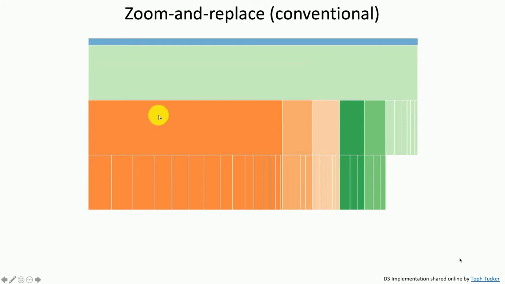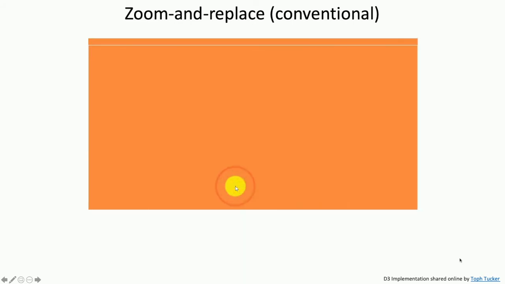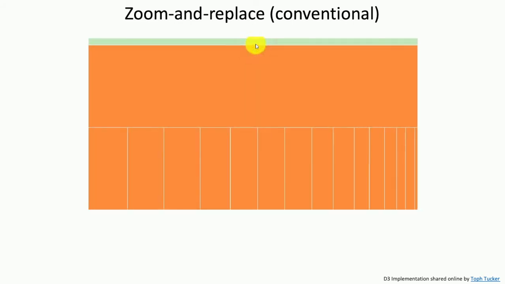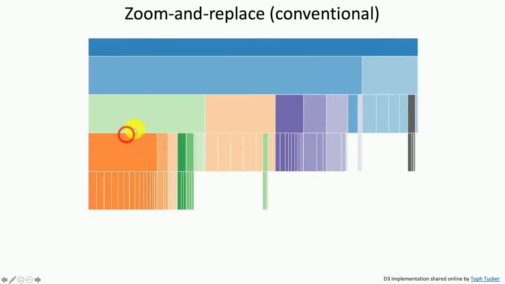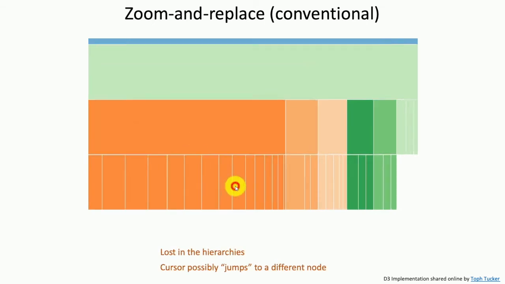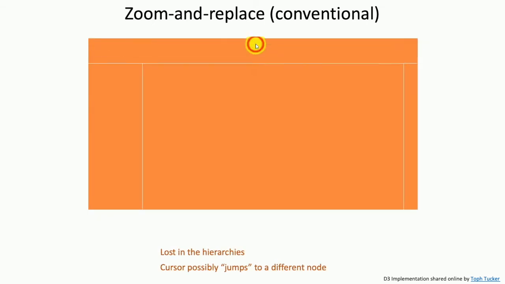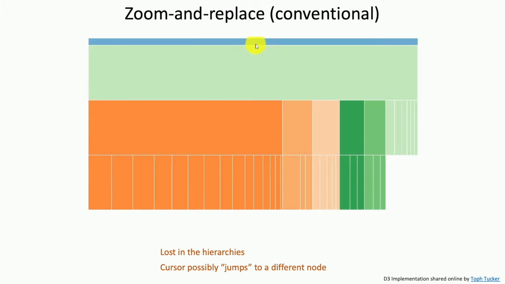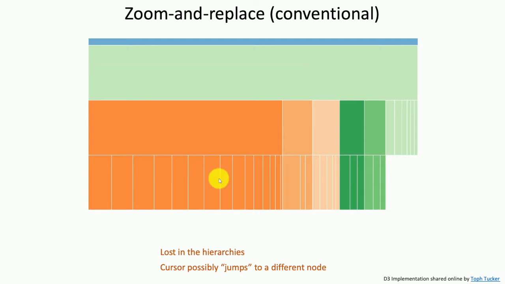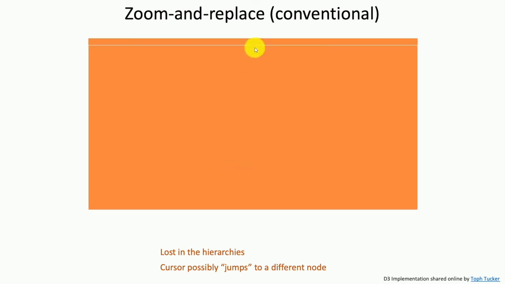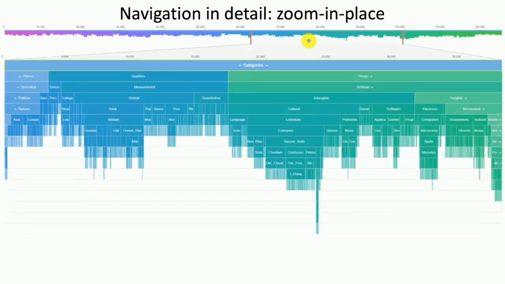Another important interaction for hierarchical visualization is zoom in and out. The traditional way of doing this is called zoom and replace. The basic idea is making the clicked node the root node and redrawing the whole visualization. There are 2 obvious issues with this strategy. First, users can easily get lost in hierarchies. Second, as the cursor will remain at the same position, it will no longer be at the node you clicked. It can jump to another different node, which is quite confusing for the user.